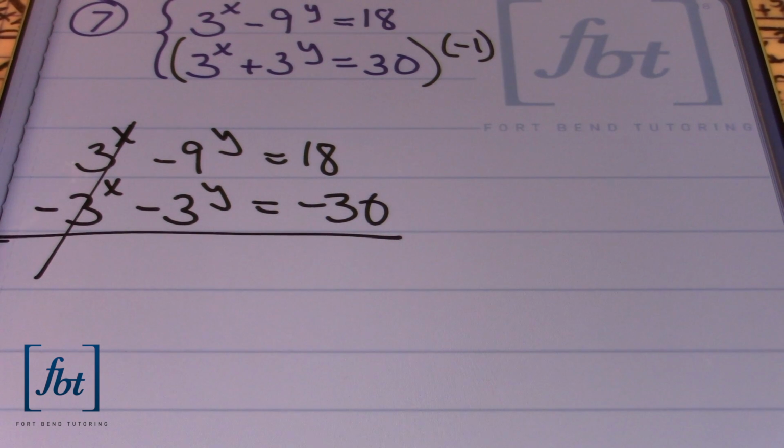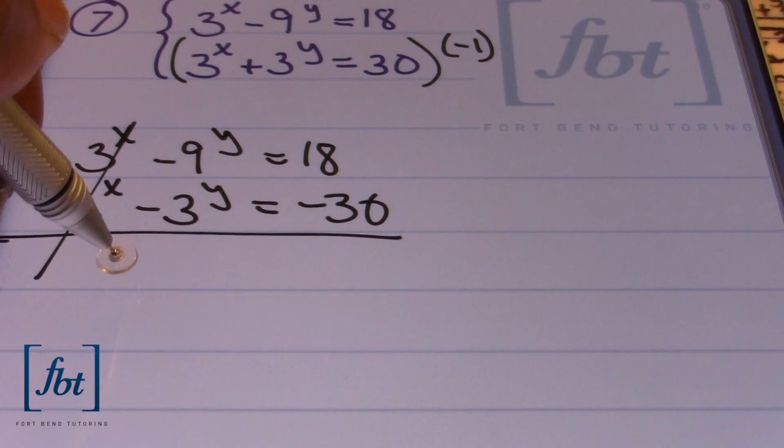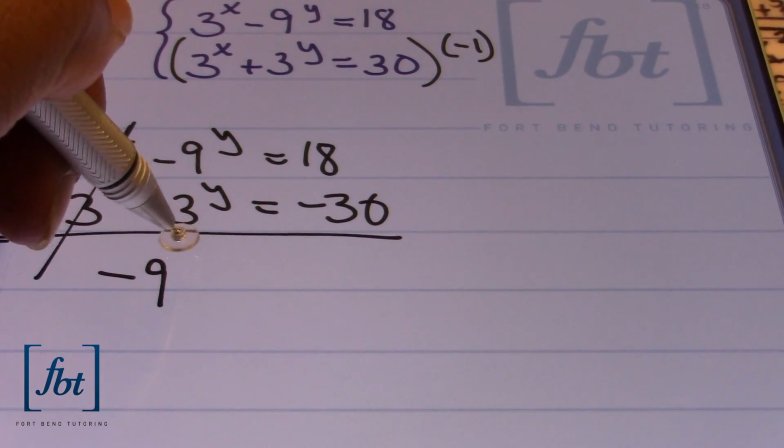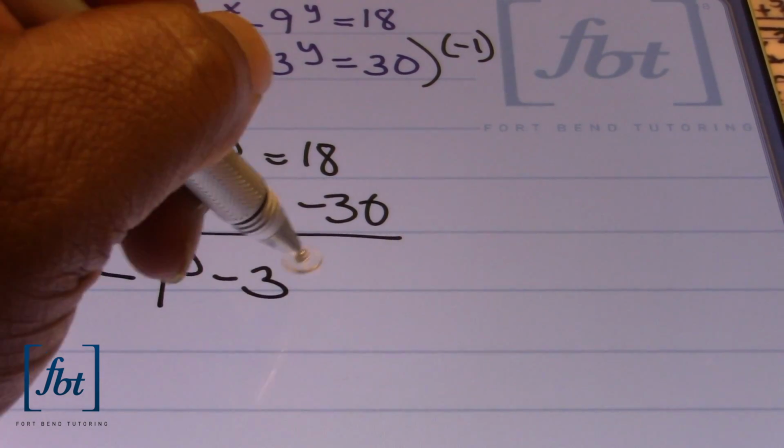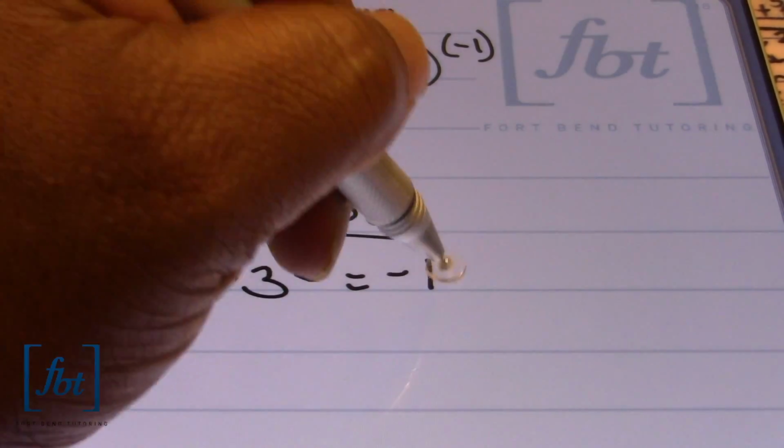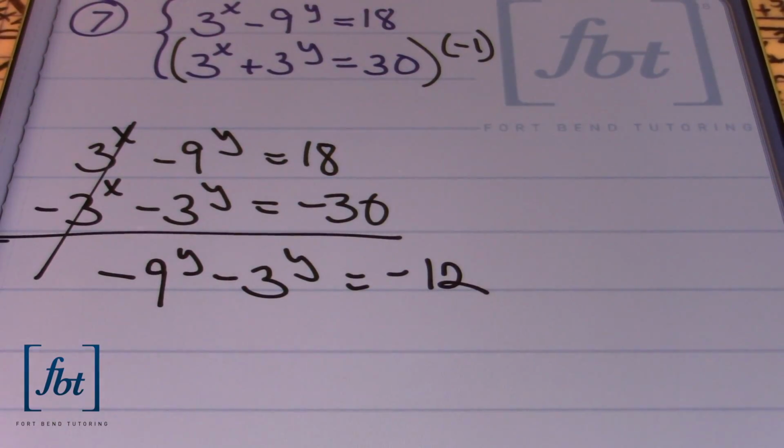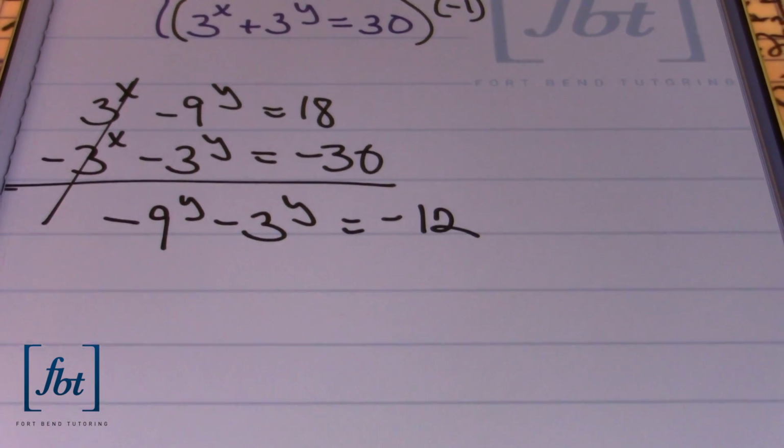Goodbye. And because these are unlike terms, and you should keep that in mind, we will have a result of -9^y - 3^y, which equals -12. That's what we have thus far. Let's go ahead and get everything in view.